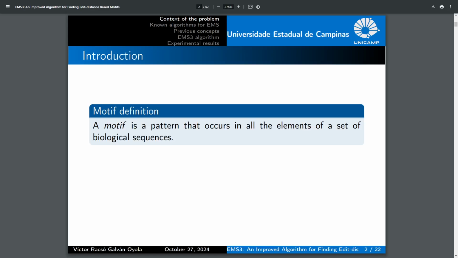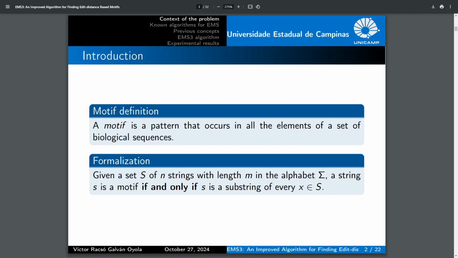What is a motif? A motif is a pattern that occurs in all the elements of a set of biological sequences. The formal way of viewing it is: given a set S of n strings with the same length n over the alphabet sigma, a string S is a motif if and only if S is a substring of every string of this set S.